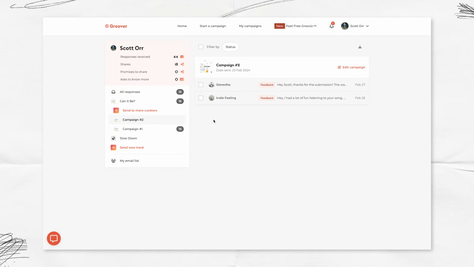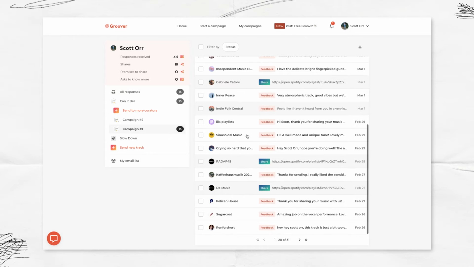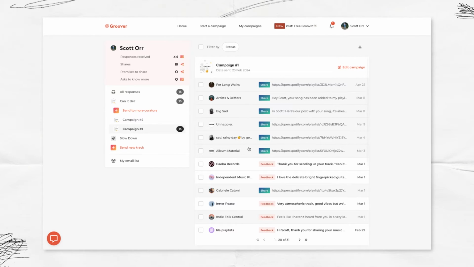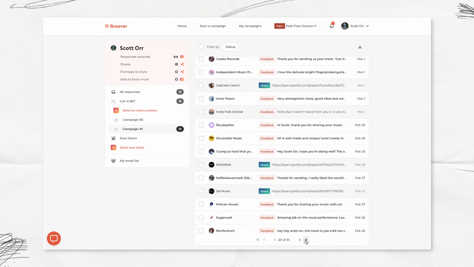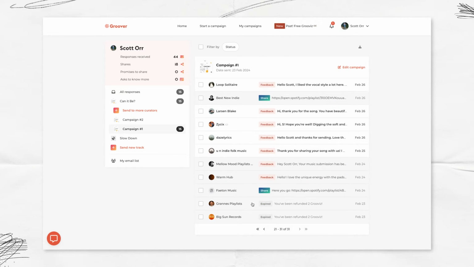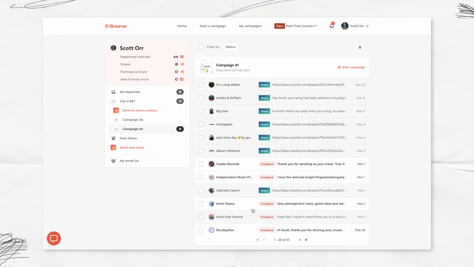I got all negatives. I added 2 people here. The funny thing is I'm friends with the founder of Stereo Fox, so I'm going to send this to him and give him heck that he declined. But let's look at the big campaign, because we ended up having 11 shares and it looks like I submitted to 31 people here. But if you look down here, these are expired, which means they didn't get a chance to listen. So I was refunded these Groovits, which is nice. So out of 29, I got 11. That's not bad. That's a little less than 50%. I'm pretty happy with that.